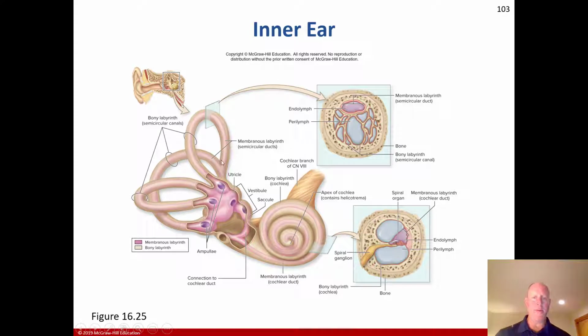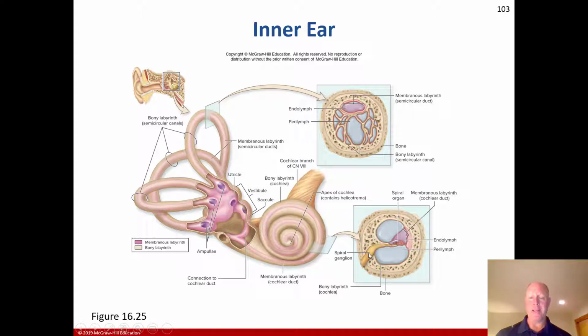Then we have the membranous labyrinth, the semicircular ducts here. Here's our utricle, our vestibule, and our saccule here, and our ampullae. Connection to the cochlear duct right through here, our membranous labyrinth, our cochlear duct. We have our bony labyrinth, the cochlea, and our cochlear branch of CN8. The apex of the cochlea contains the helicotrema. And there's our sectional cut here, showing the membranous labyrinth, the cochlear cut here.